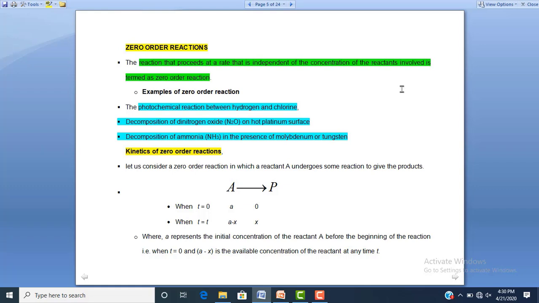There are so many examples. For example, number 1, photochemical reaction between hydrogen and chlorine. The reaction of hydrogen and chlorine does not take place in the dark. It takes place in the presence of light. So it is light dependent reaction.